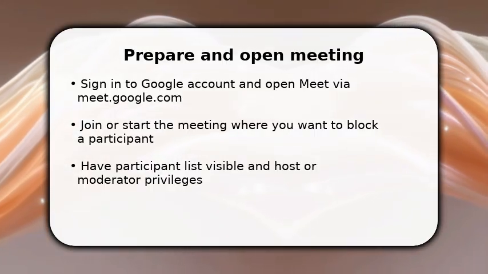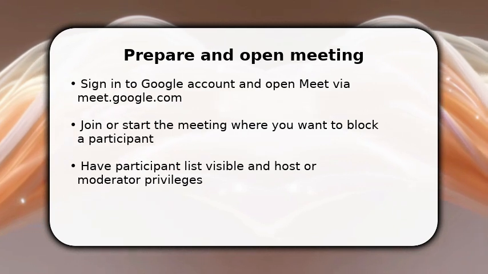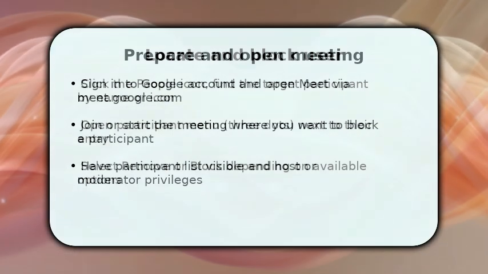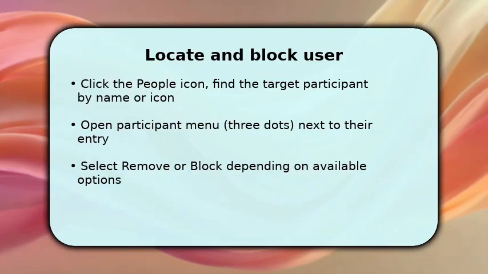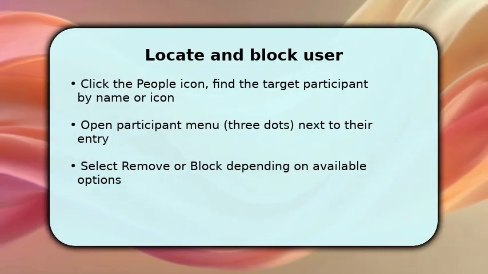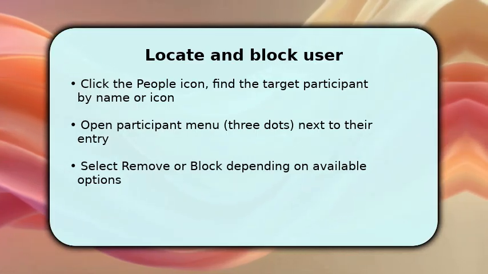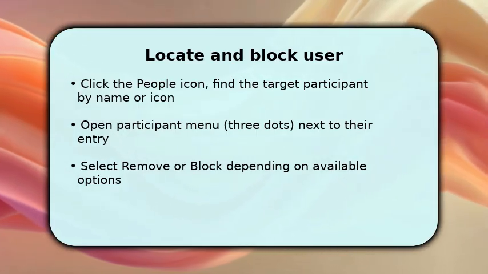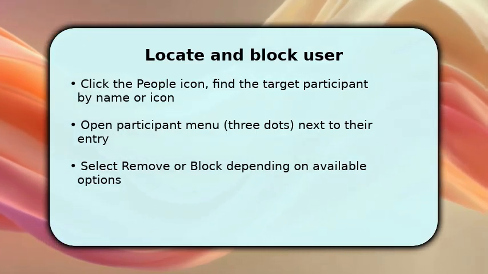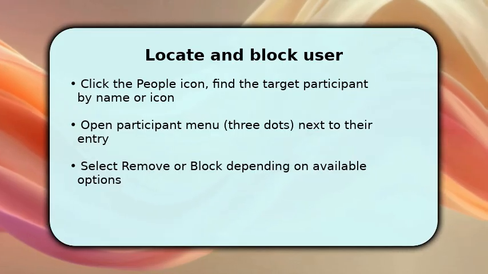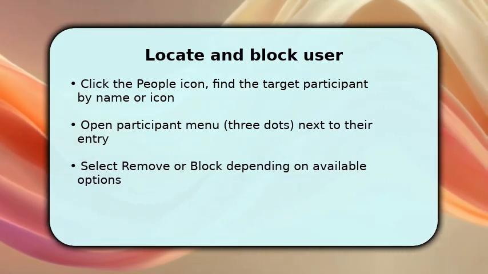You find the participant in the People list and click their three-dot menu to expose removal options. This is where blocking begins. Once you select Remove, confirm to immediately eject them. If a block option appears, choose it to prevent rejoining. Make sure to explain why first if appropriate, then proceed. Removal is immediate, while block prevents return.